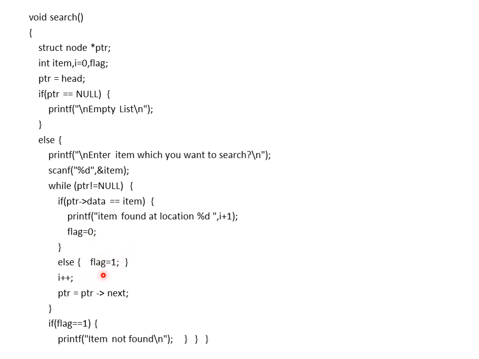If it is false, then it will move with flag equals 1. I am incrementing I, then I am assigning pointer equals pointer of next. If flag equals 1, what will it do? It will print item not found.